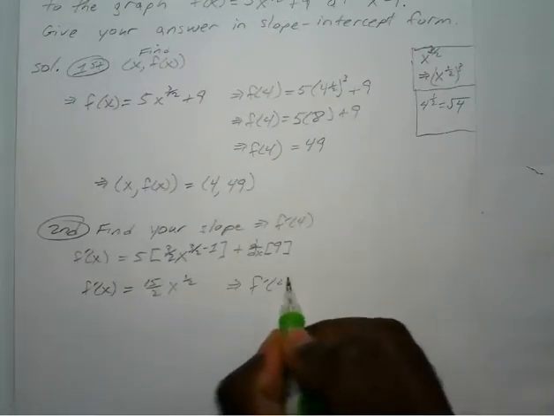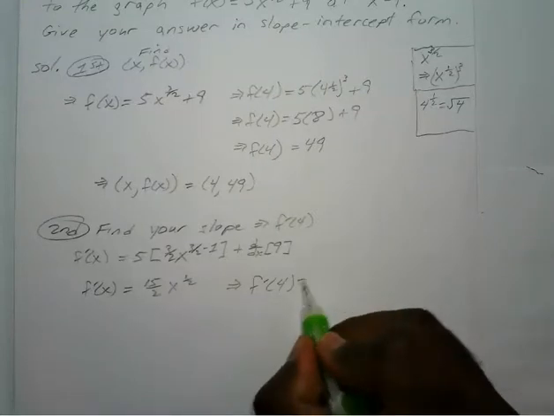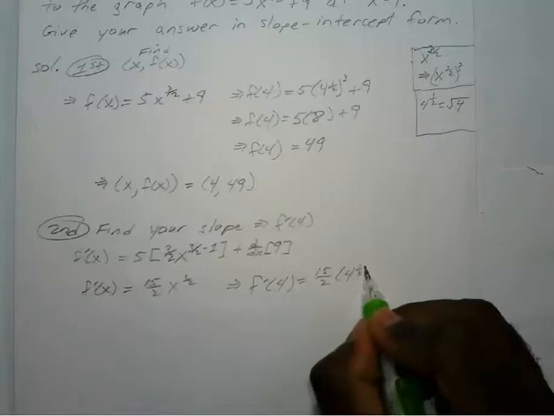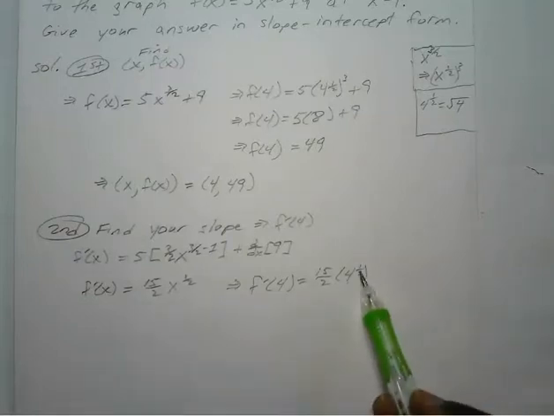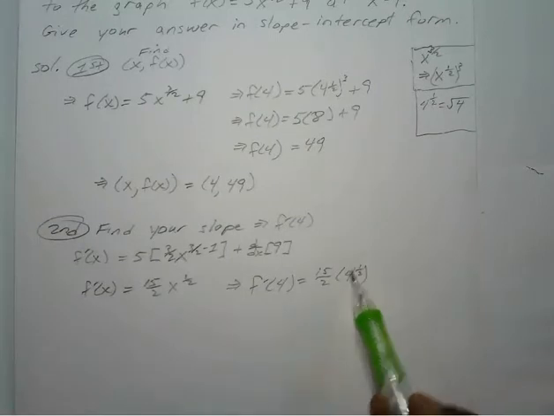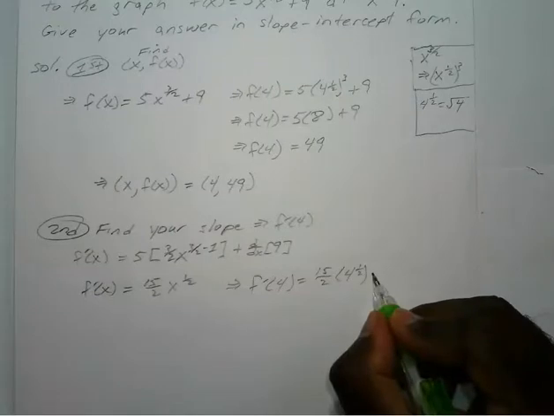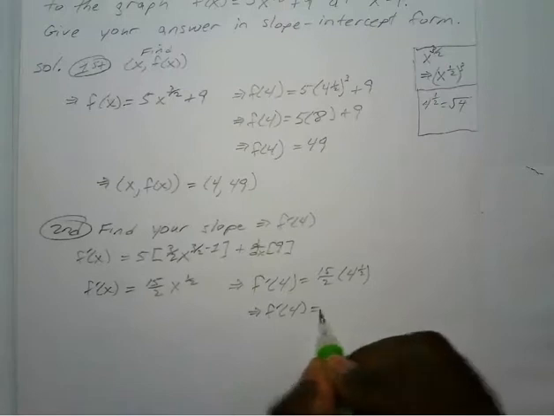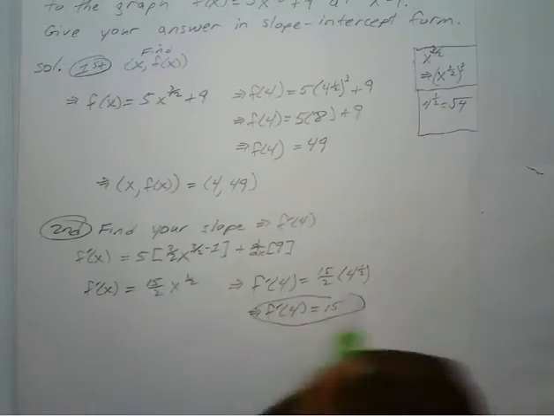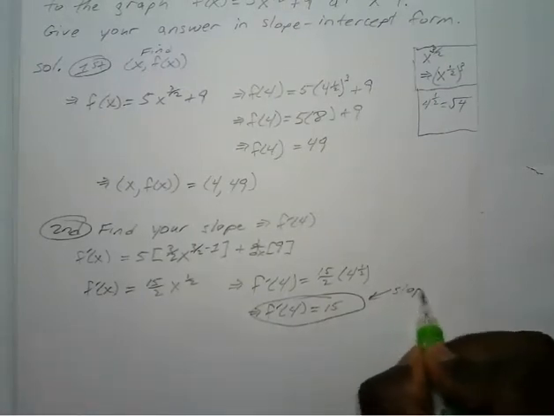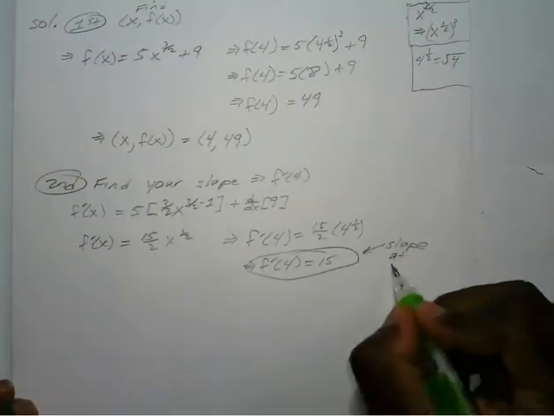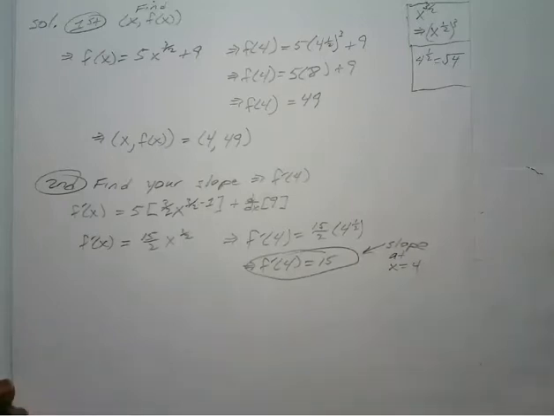Now f prime of 4 is 15 over 2 times 4 to the 1/2 power. Okay, so we know 4 to the 1/2 power is just square root of 4, so that's 2. So we have 15 over 2 times 2. The 2's cancel out, so that's just 15. So f prime of 4 equals 15, which is our slope. Well, slope at x equals 4, to be a little more precise.